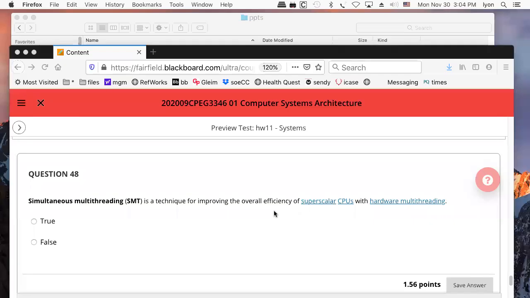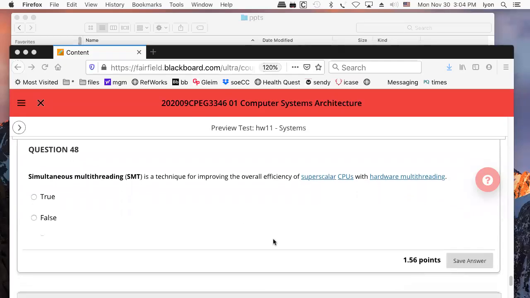This would be true. That is true. The superscalar CPUs are running a pipeline where multiple instructions are done in parallel. And with hardware multi-threading, they can jump from one pipeline to the other. So this is true.